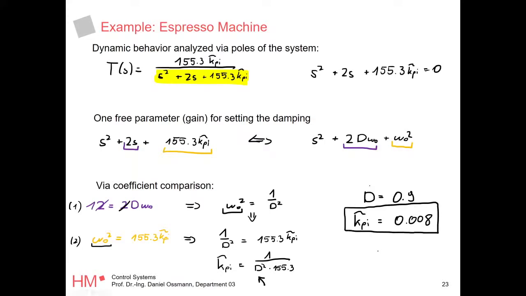So obviously we cannot freely choose omega 0 at this point. We used our only left parameter in the controller to set the damping. Because we do that, we cannot set the frequency. So now you could say, what happens if I want to set the frequency? Yes, you can also say, I don't care about the damping, I set the frequency. Then the damping follows, right?